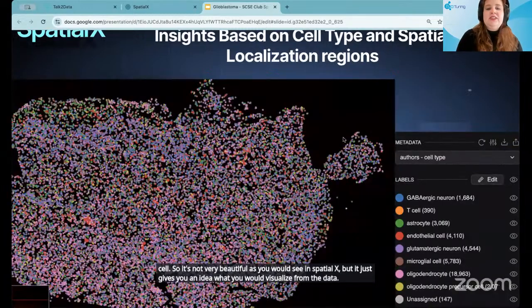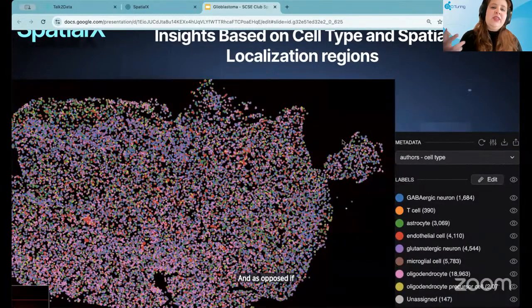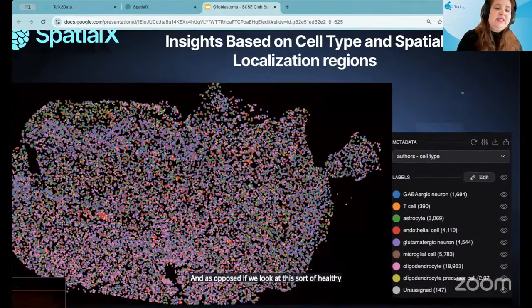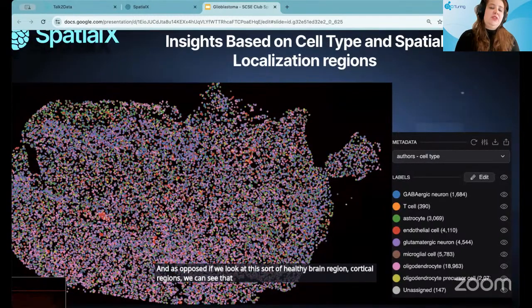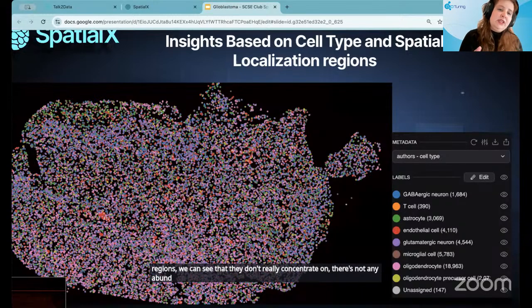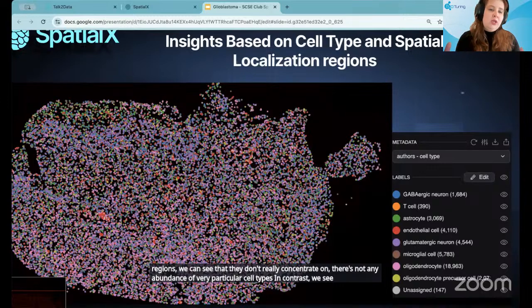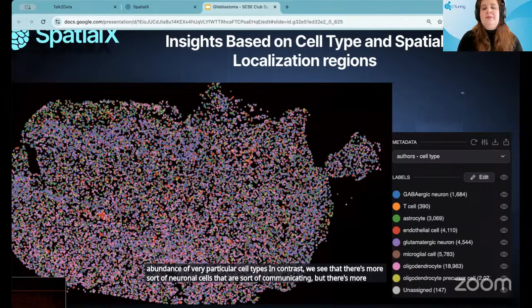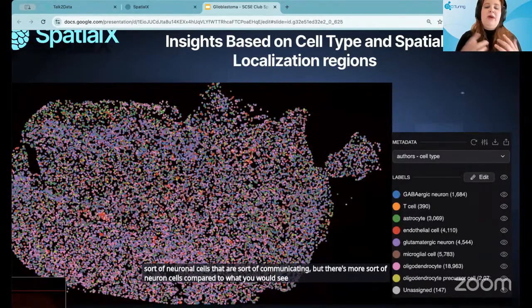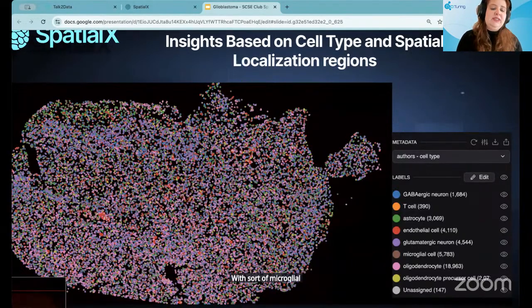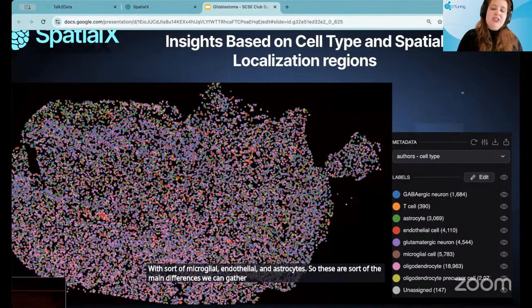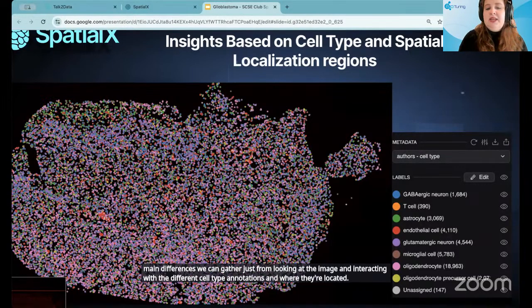Okay. And as opposed to that, if we look at this healthy brain region, the cortical regions, we can see that there's not any abundance of very particular cell types. In contrast, we see that there are more neuronal cells that are communicating, more neuron cells compared to what you would see with microglial, endothelial, and astrocytes. So these are the main differences we can gather just from looking at the image and interacting with the different cell type annotations and where they're located in the image.